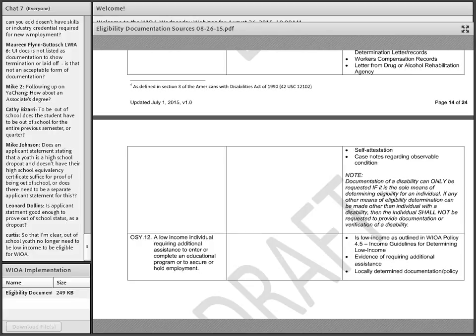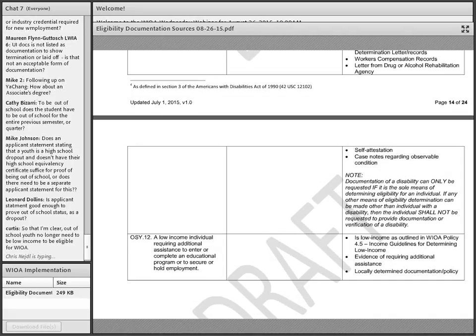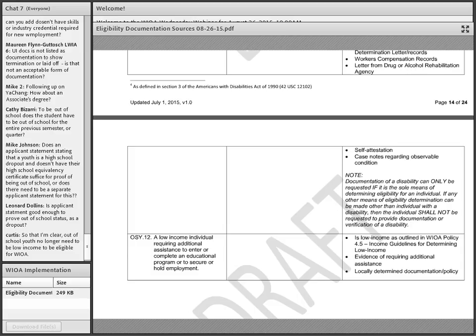Can UI documentation to show termination or layoff be an acceptable form of documentation? I guess that would have been on the dislocated worker, but... Yes, for a dislocation date, a UI document would be a proper document. If it's not on the list, it should be on the list.